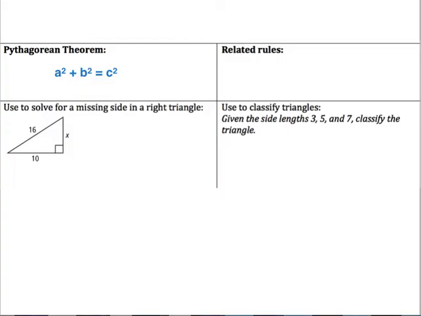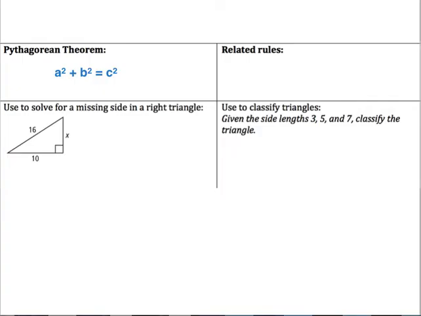You use Pythagorean theorem to solve for a missing side in a right triangle if you already know 2 out of the 3 sides. So look at the example below. We have numbers for the lengths of 2 out of the 3 sides. We're only missing one side, so it's a perfect case for using Pythagorean theorem.